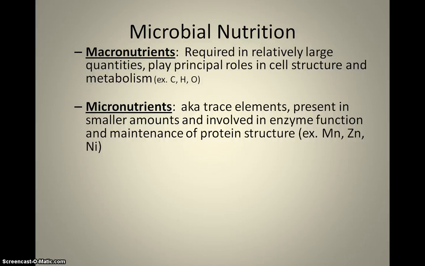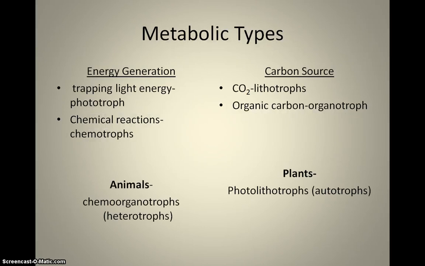Micronutrients are things that you need in smaller amounts. Sometimes they're used to regulate your enzymes. Sometimes you use them for cofactors on enzymes, or regulating osmotic pressure, all sorts of different things, which we'll talk about later. And so these are called micronutrients or trace elements. Examples of those are manganese, zinc, nickel, iron. These are all things that are used to help enzyme function.